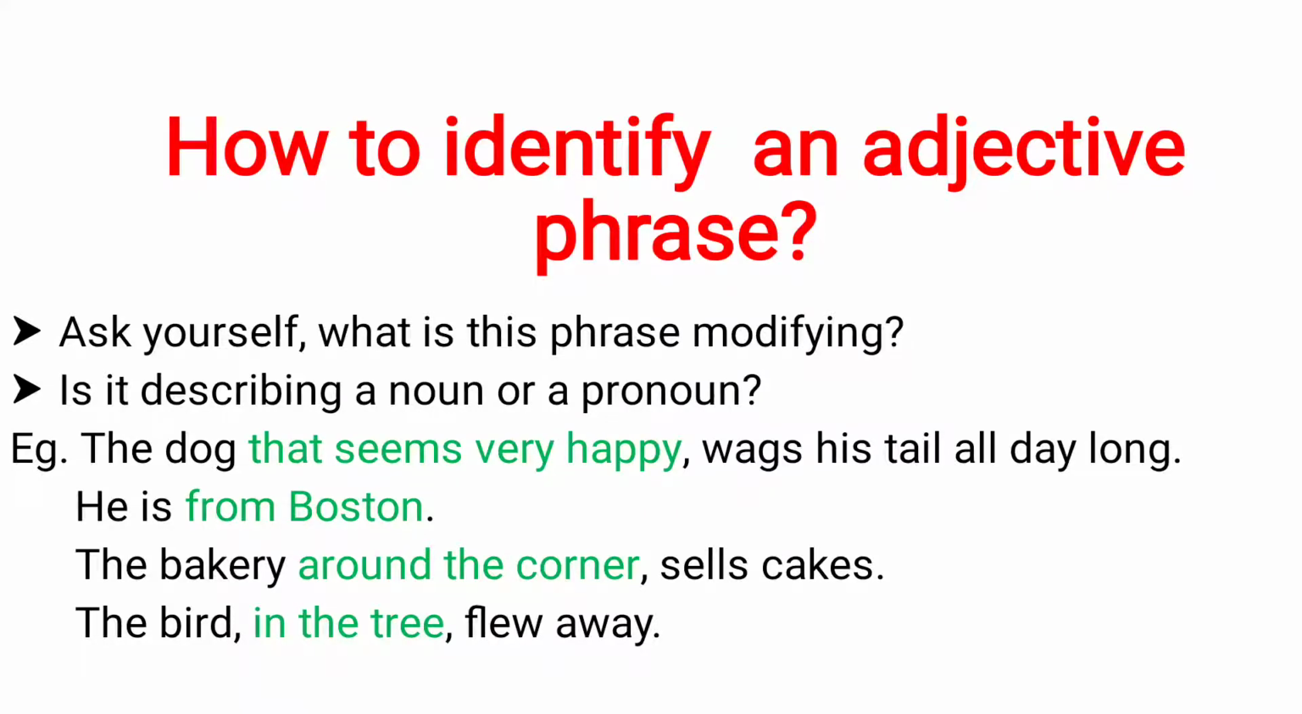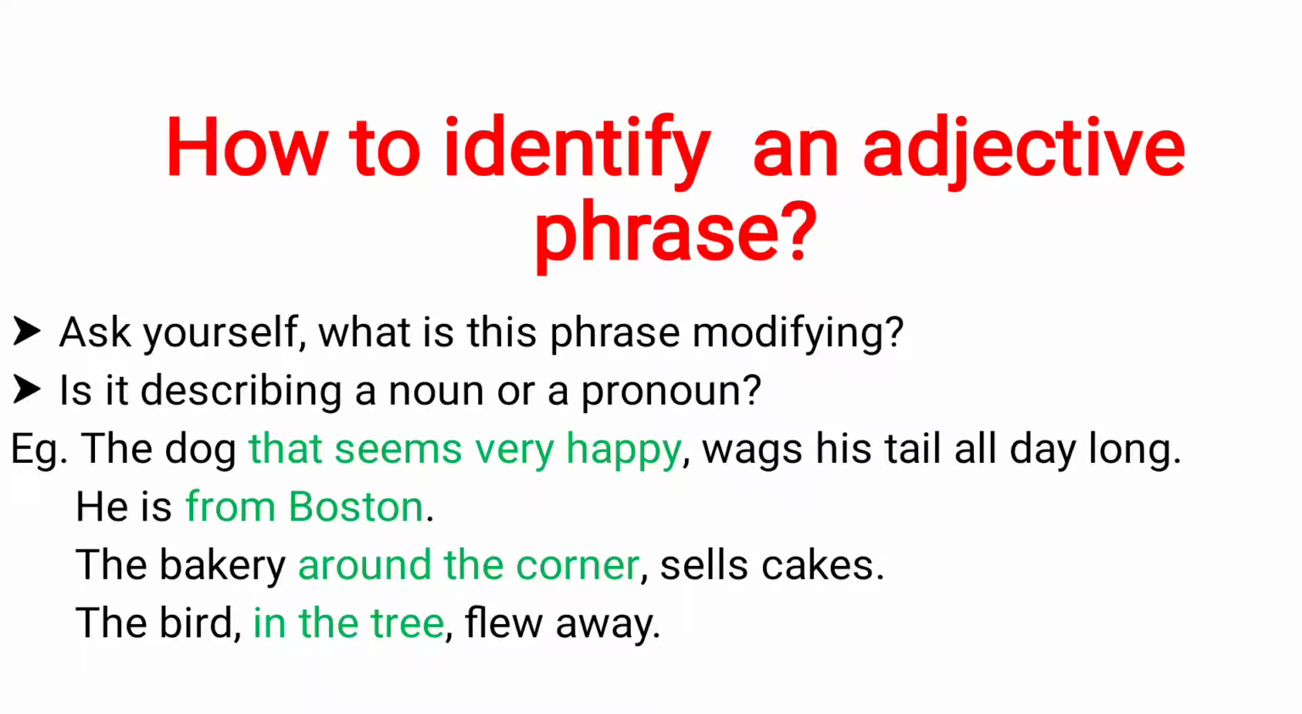So it is very simple. What can we do? We can ask ourselves, what is this phrase modifying in this sentence? Is it describing a noun or a pronoun? So if our answer comes out as yes for both these questions, then definitely it is working as an adjective phrase. Now let us understand this with the help of examples.